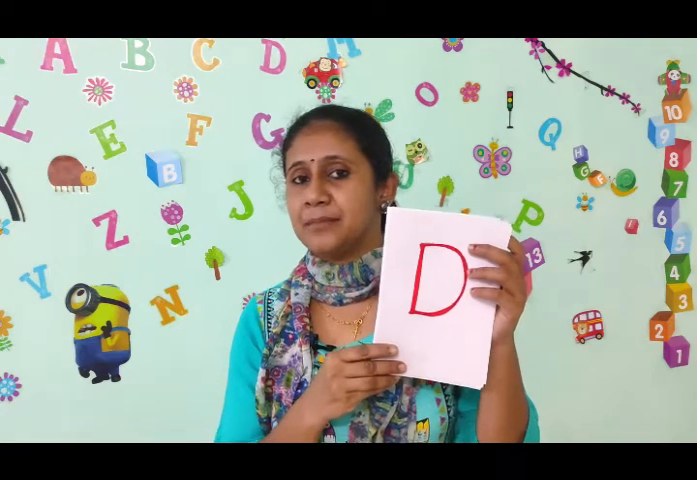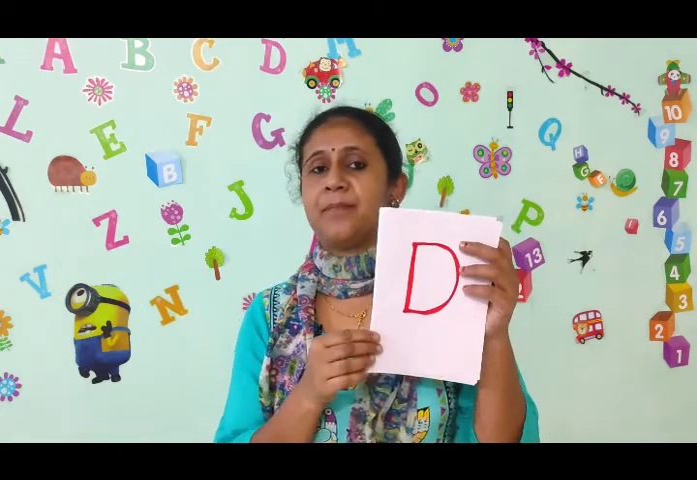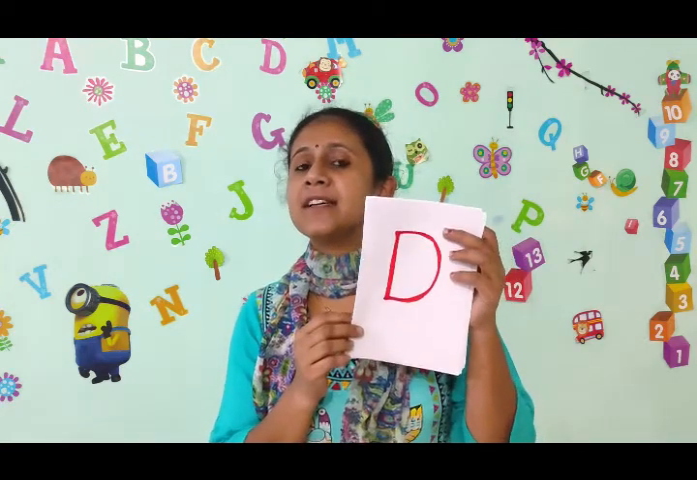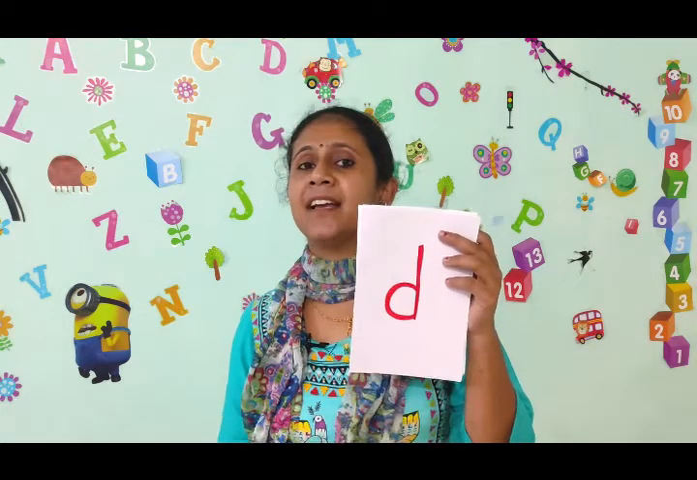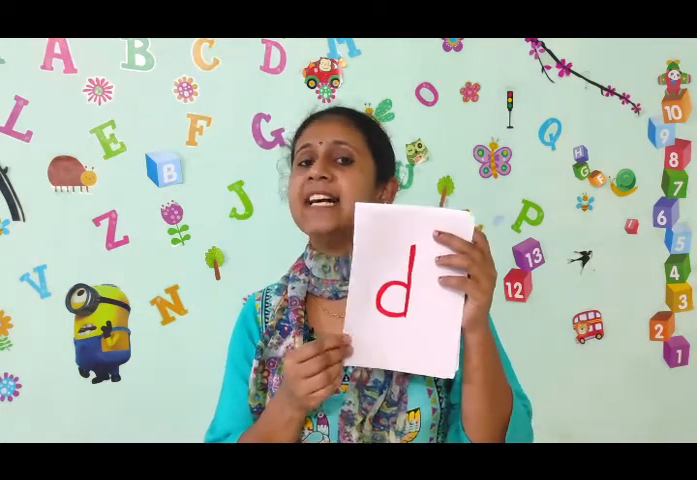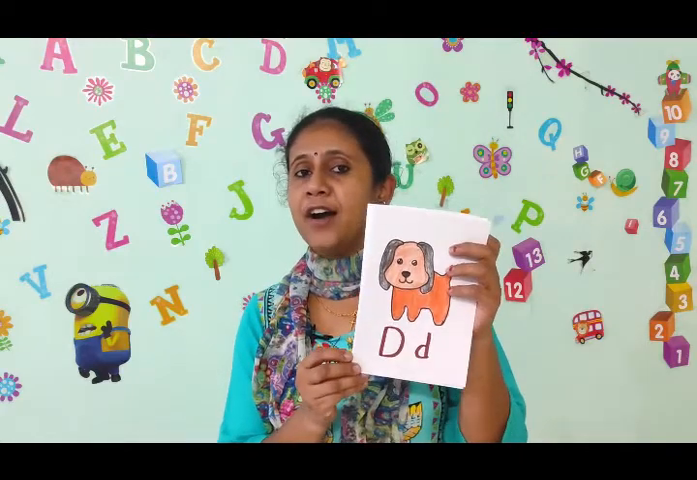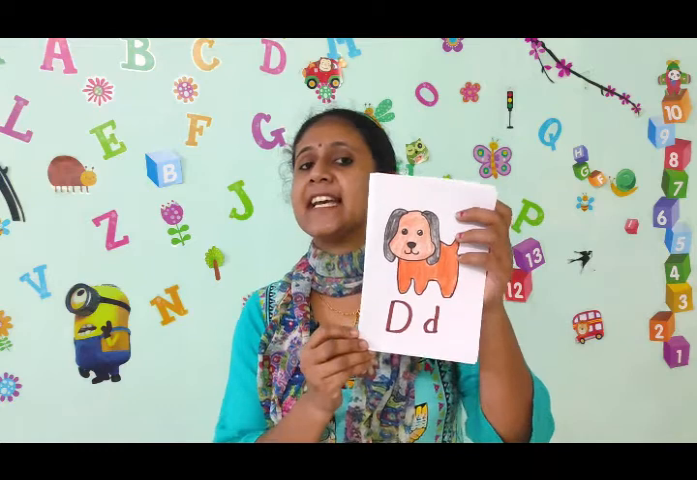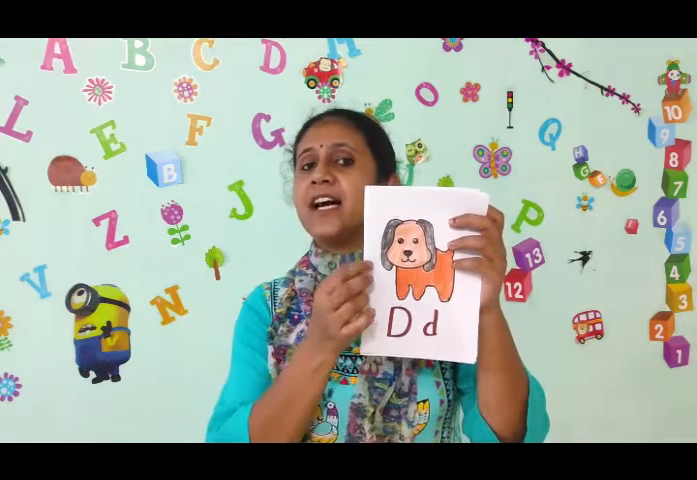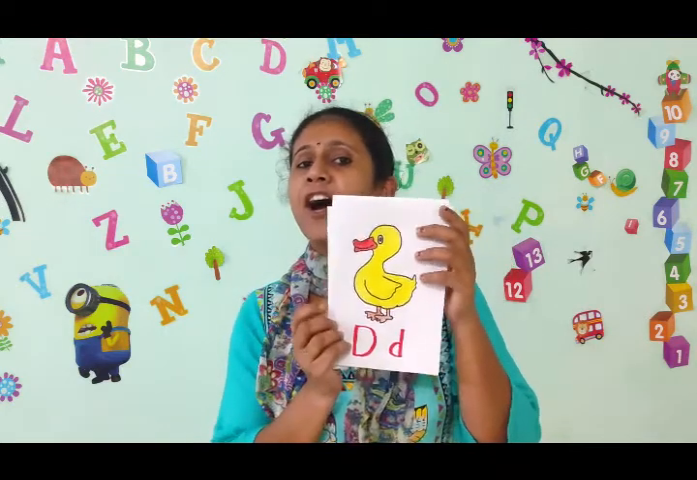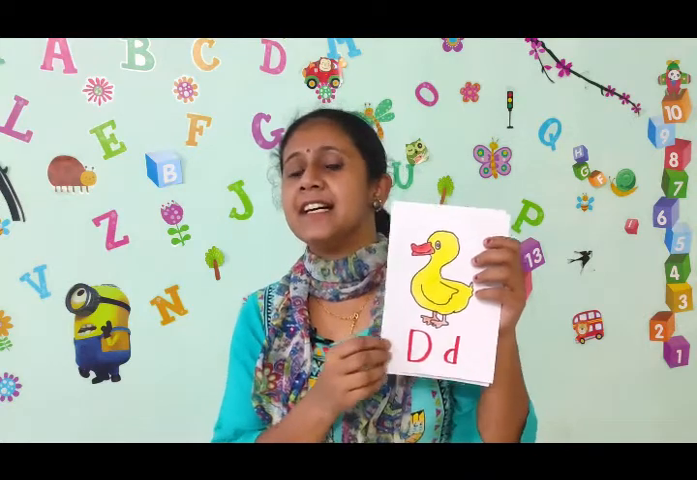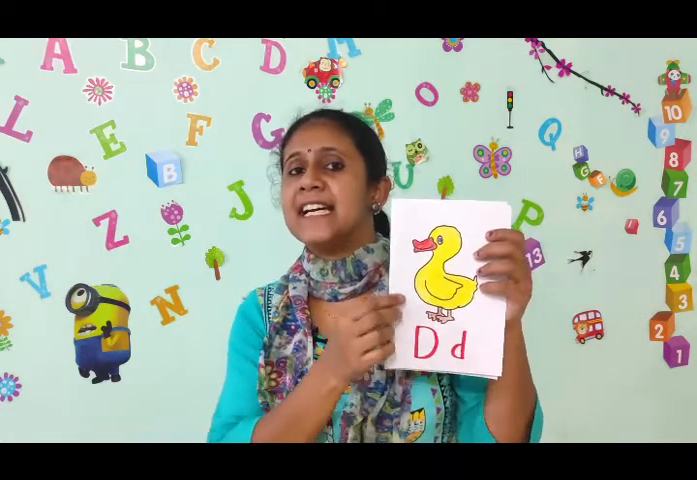Repeat, children. D sounds D. This is capital letter D. This is small letter D. D is for dog. D. Dog. D is for duck. D. Duck.